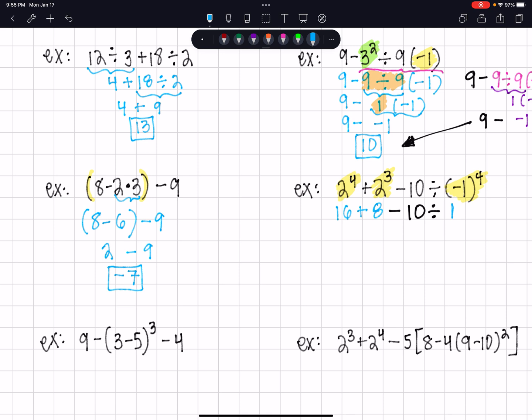So I'm going to put a 1 right there. Now from left to right, I look for multiplication and division, which I have right here. 10 divided by 1 is 10. So we have 16 plus 8 minus 10. 16 plus 8 is 24, minus 10. 24 minus 10 is 14.